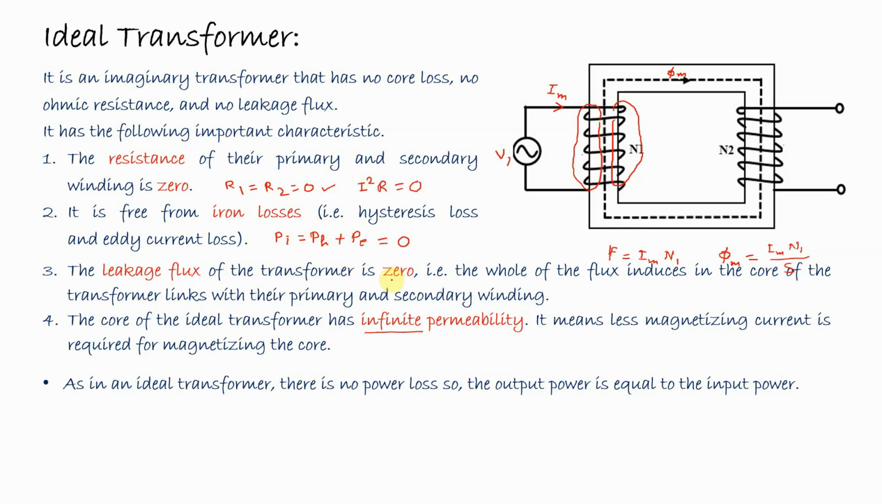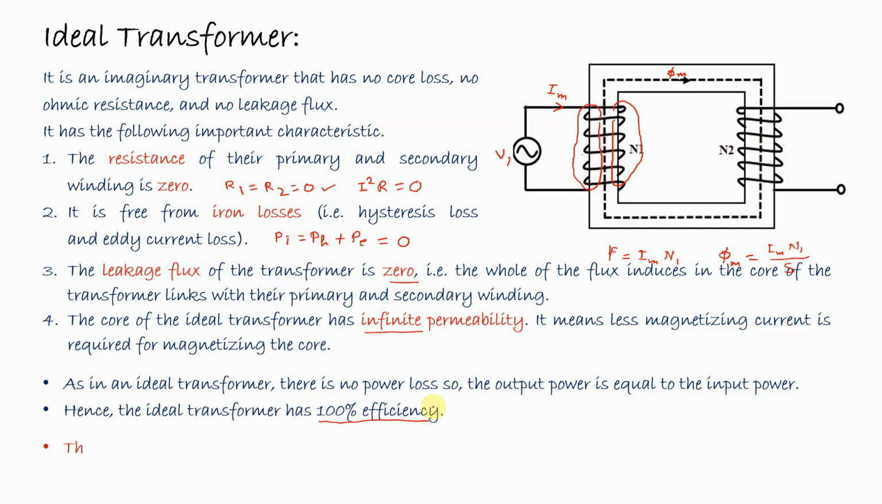The leakage flux is equal to zero. So there will be no power loss in the operation of the transformer. That means the amount of power transferred in the input side, the total amount of power will be received in the secondary side. Therefore, the efficiency of the transformer will be 100%. So in case of ideal transformer, it is considered that the efficiency should be 100% because there is no losses.